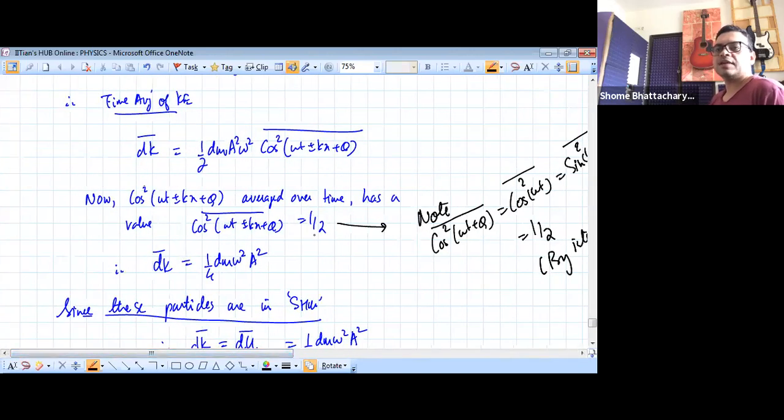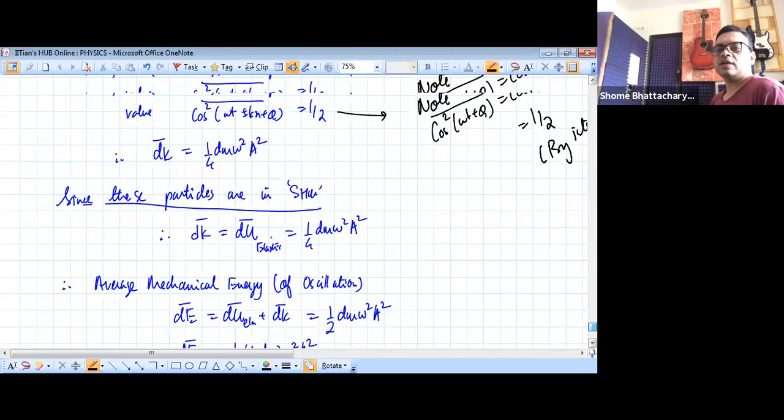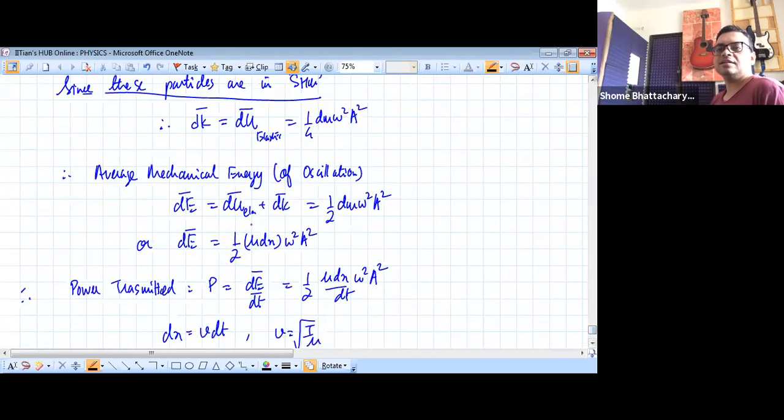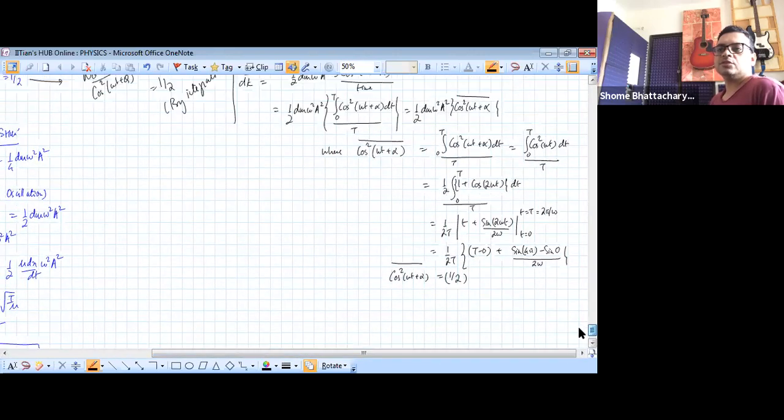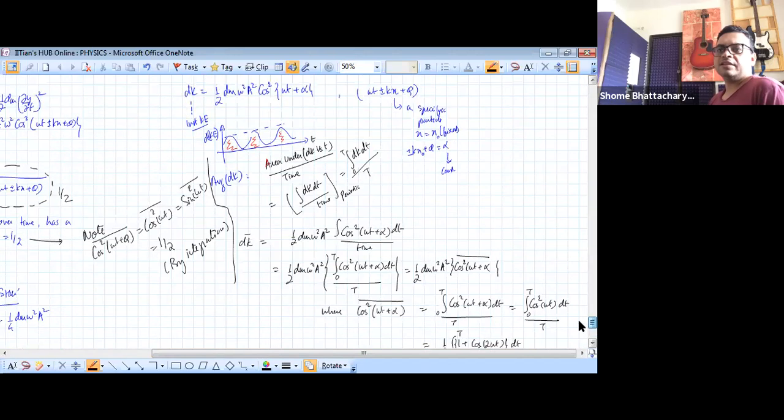So that's how this factor becomes half, and that's how we get this factor of 1 by 4. So that's how we are getting the average kinetic energy equal to the average potential energy by symmetry, 1 by 4 dm omega square A square. So the average mechanical energy during that oscillation per cycle is so much. So the power becomes the rate of that energy propagating per unit time. So it becomes this, and that's how we proceed further. I'll leave you with a bit of time to absorb this, but this is a standard application of integration, which you would have studied in maths also at some stage: the average value of a function using integration.